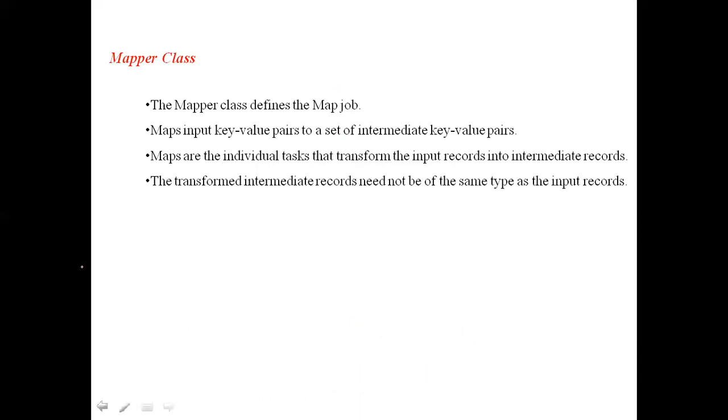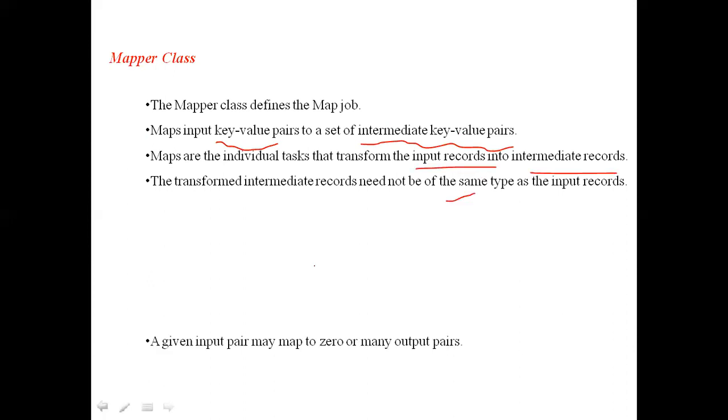Next, when we come to the mapper class, the mapper class defines the map job. We have already seen this briefly. The mapper class takes input in the form of key comma value pairs, and gives output in the form of intermediate key comma value pairs. We call these intermediate because this is not the final output. Again, the reducer class will take these key comma value pairs and produce the final output. Clear? Here the work is to take the input records and transform them to intermediate records.